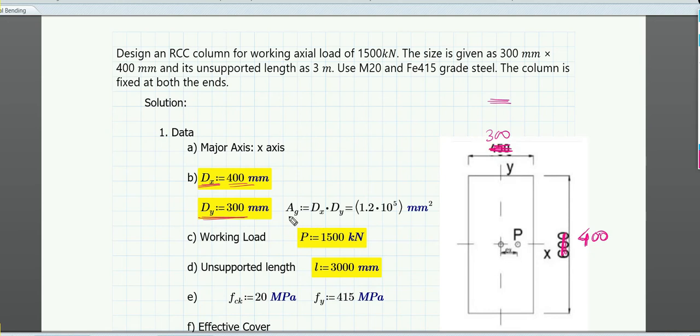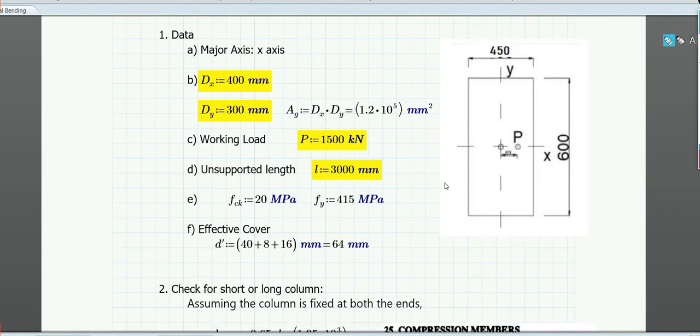So if I say what is the cross area, which is dx into dy, it is 1.2 into 10 to the power 5 mm square. The working load is given, that is 1500 kilonewton, and the unsupported length is given. So most of the things will be similar. First of all, you need to check whether it's a short column or long column. Then you have to check for eccentricity. All these things will be similar.